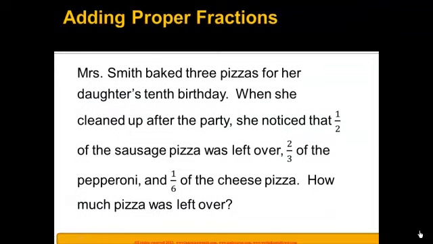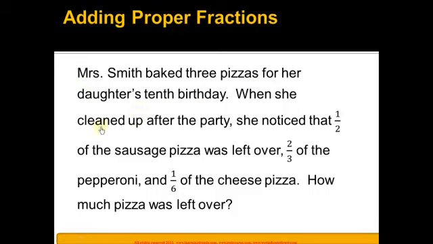Okay, we're going to practice now what we've learned about adding proper fractions with unlike denominators by looking at a word problem. And we're going to go ahead and read through this word problem, and then we're going to solve it. And it says that Mrs. Smith baked 3 pizzas for her daughter's 10th birthday.